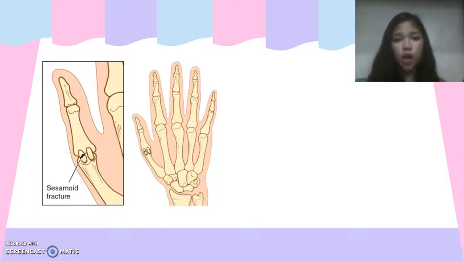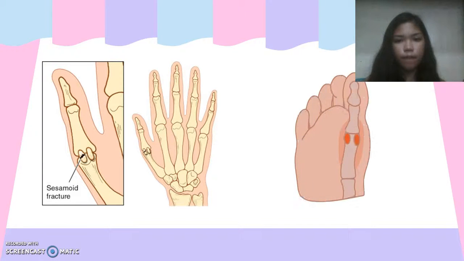The examples of these sesamoid bones are in our thumb and in the foot. Those are the examples of sesamoid bones. I hope you understand all the types of bones: the long bone, the short bone, the flat bone, the irregular bone, and the sesamoid bone.